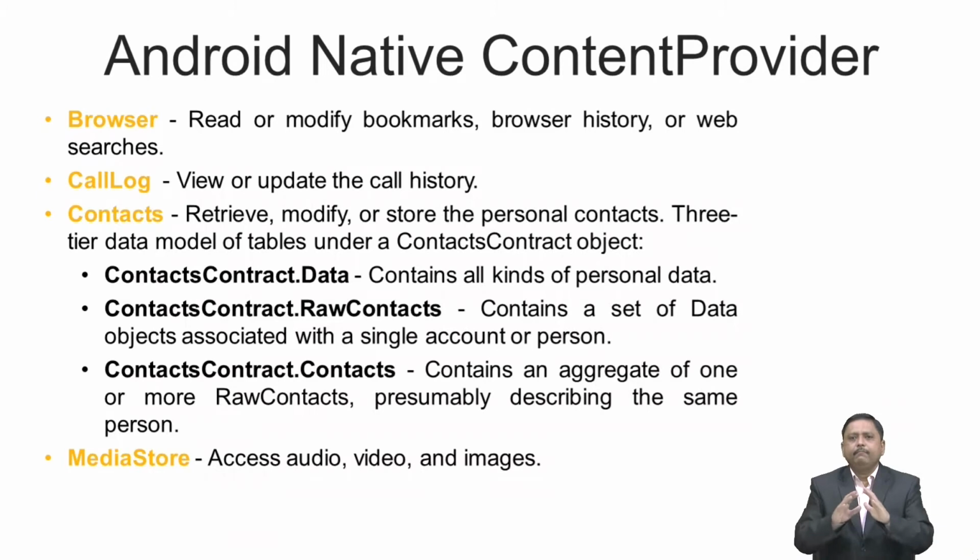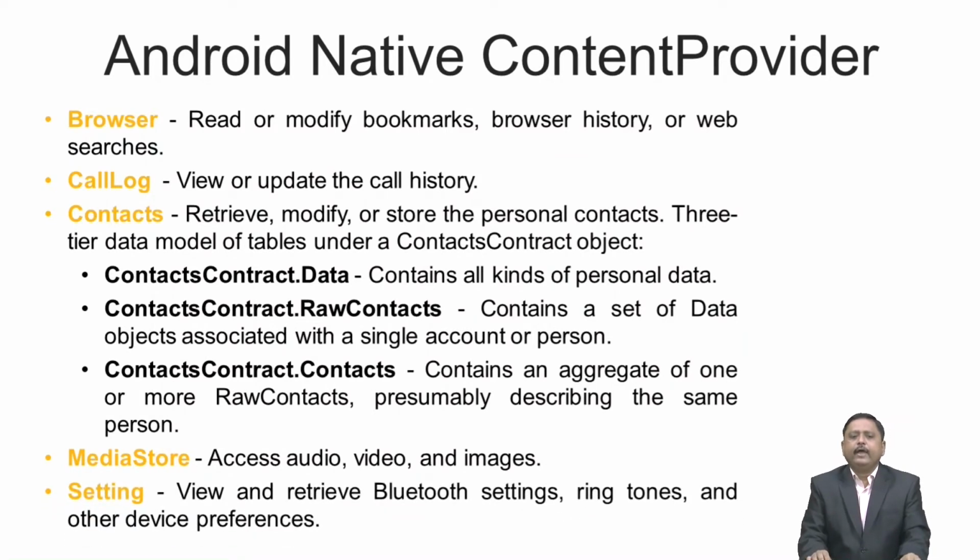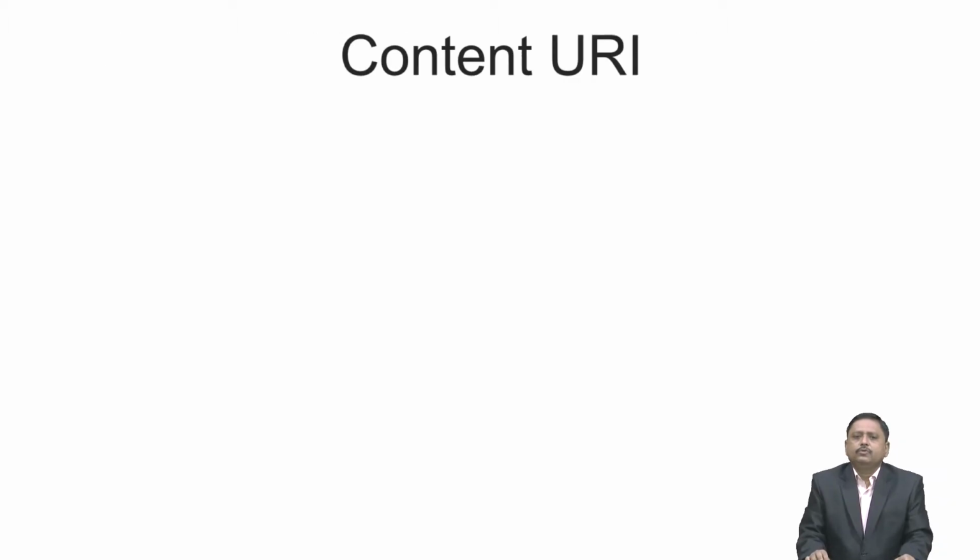Then there is the MediaStore content provider, which allows you to access audio, video and images stored on your phone or SD card. And we have the Settings content provider, which can be used to view and retrieve Bluetooth settings, ringtones and other device preferences. So, these are all the native content providers which can be used to access different kinds of information. Now, we have already learned persistent data in the previous lecture.